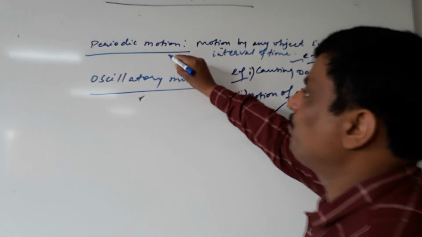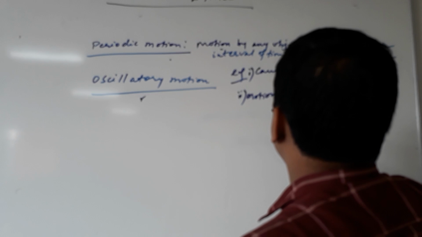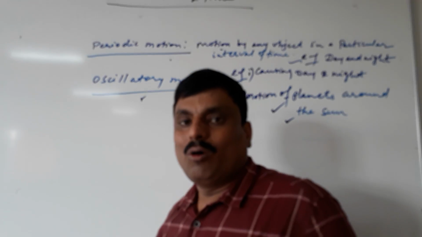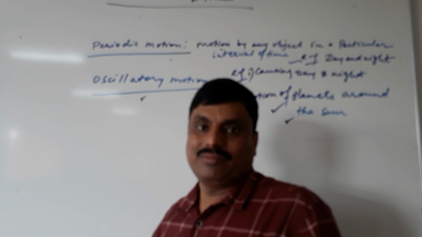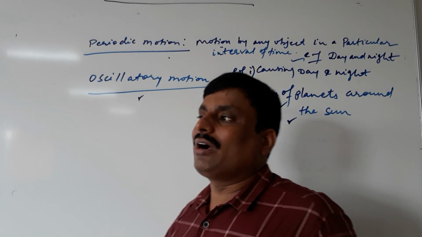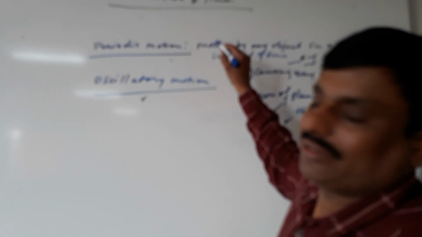But the motion is always periodic. So we can say that periodic motion always occurs in a particular interval of time. There is a fixed time for the occurrence of any kind of event.